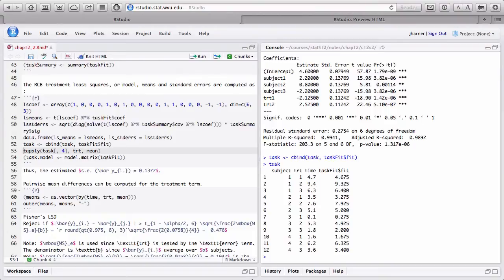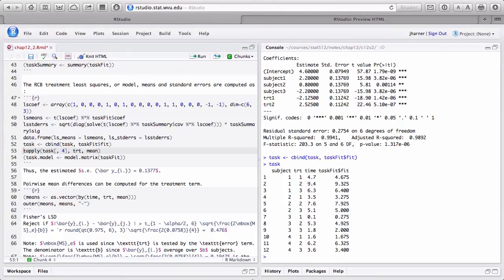The time for the first subject, the second treatment, is 9.4, and you notice the fitted value is 9.325. Notice that's quite close. And if you look down through them, most of those are very, very close. Those are what we call y hats. And the way you get y hat, how do you think you would get the 4.675? Well, that will be mu hat plus alpha hat 1 plus beta hat 1.